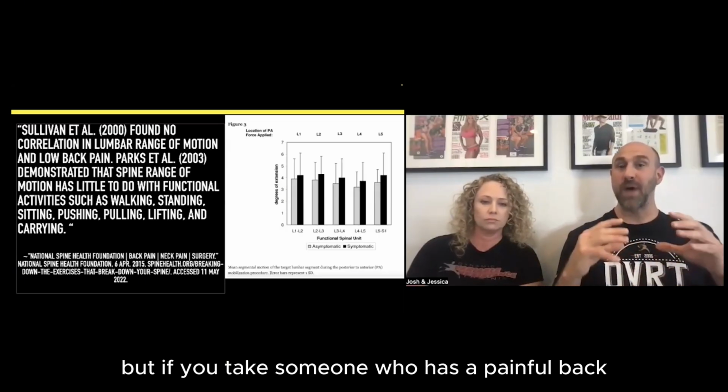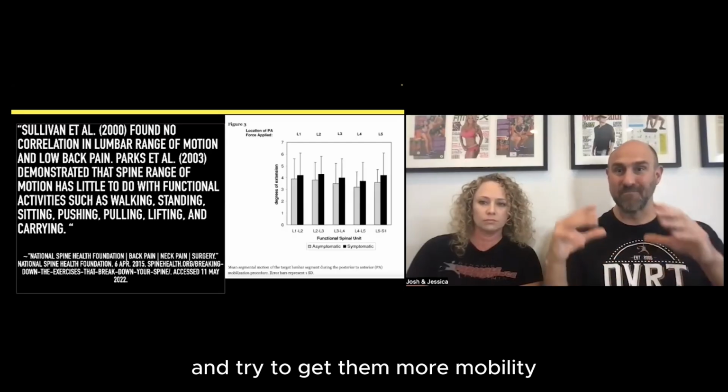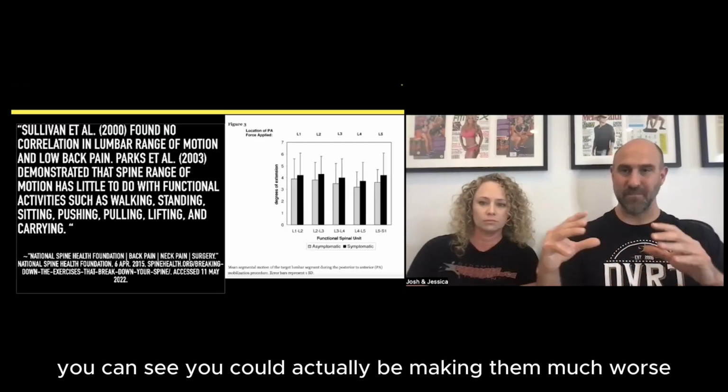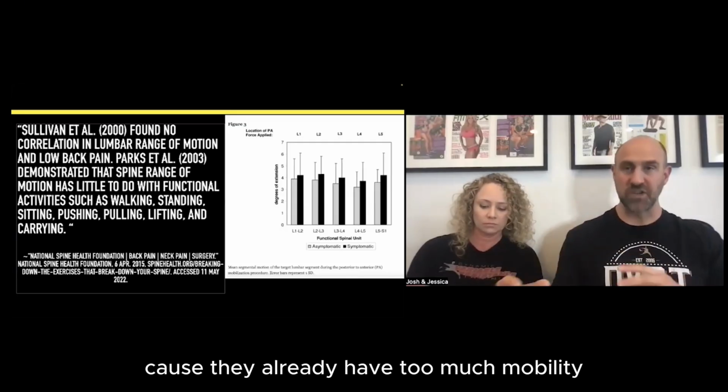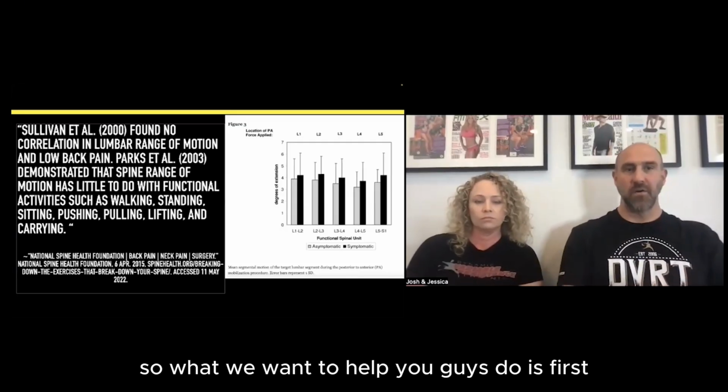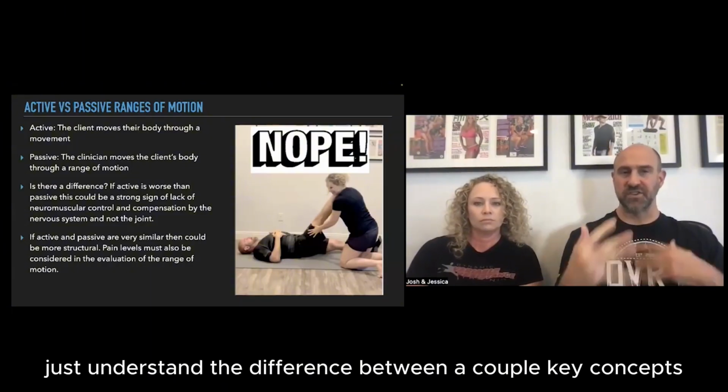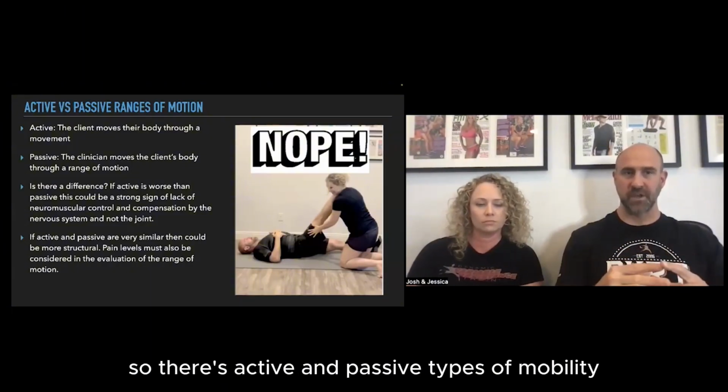But if you take someone who has a painful back and try to get them more mobility, you can see you could actually be making them much worse because they already have too much mobility. So what we wanted to help you guys do is first just understand the difference between a couple of key concepts. So there's active and passive types of mobilities.